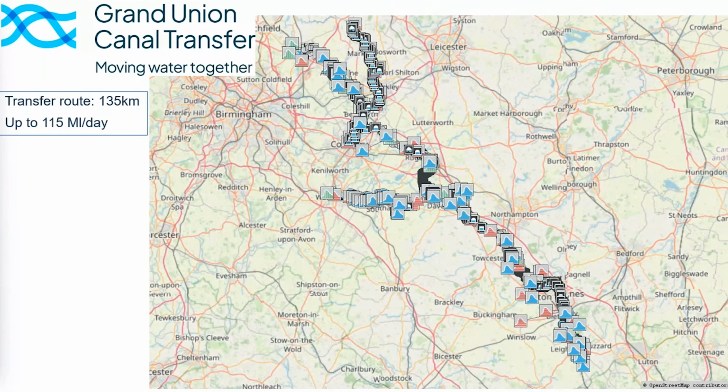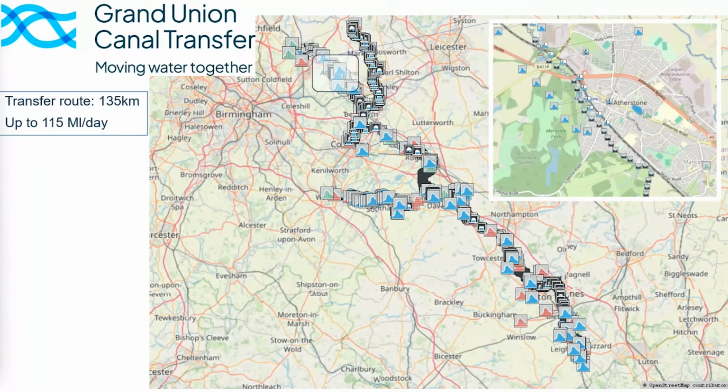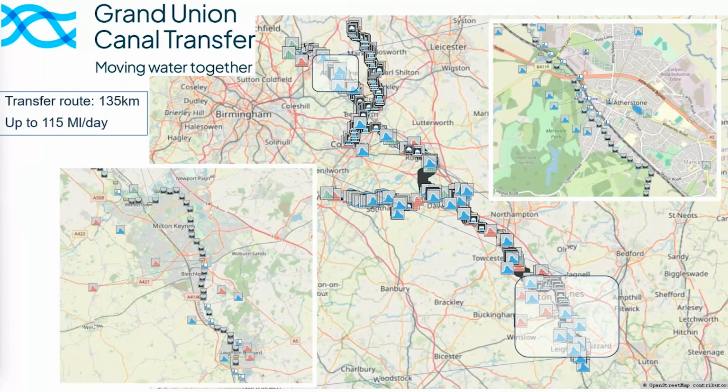But in terms of what will happen, the idea is that water will get treated at Minworth Advanced Water Treatment Works, which is just outside Birmingham in the top left of the map here. It will then be pumped through a pipeline to the canal, where it will discharge into the canal at Atherstone. And then it will flow south through the canal before being abstracted again somewhere just south of Milton Keynes, where it will be pumped again through a pipeline, treated and stored in a covered reservoir near Luton.